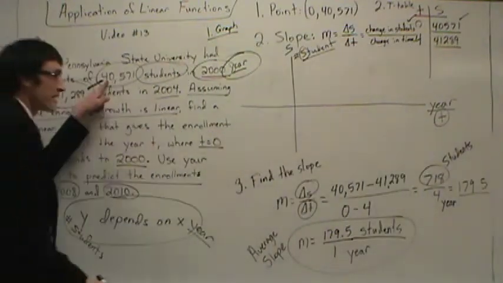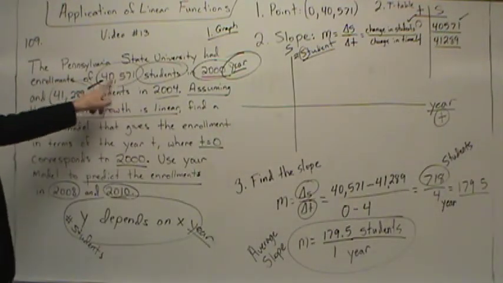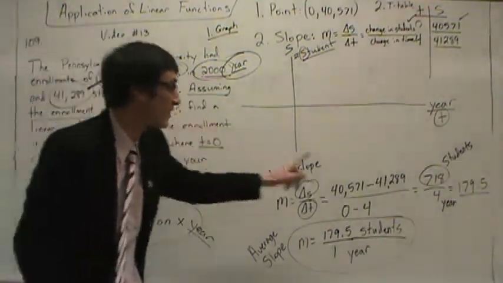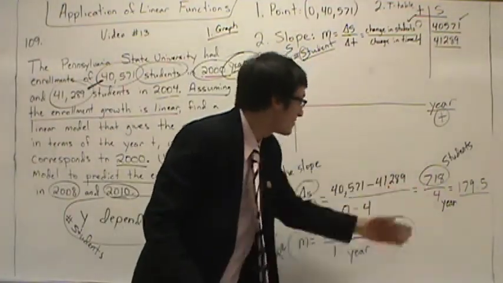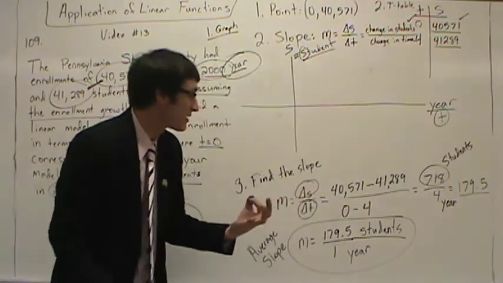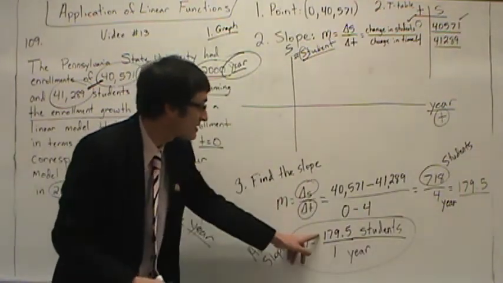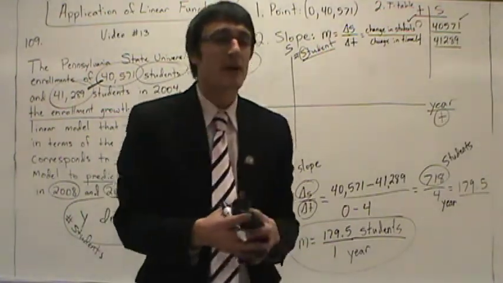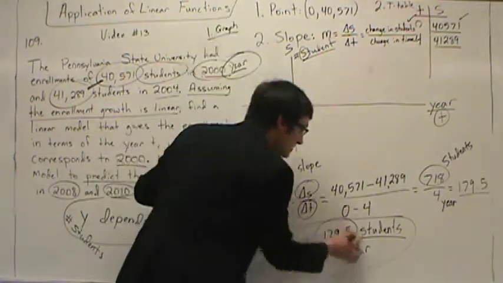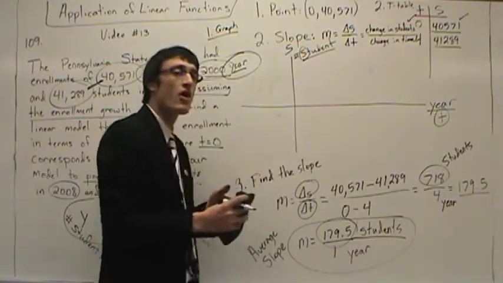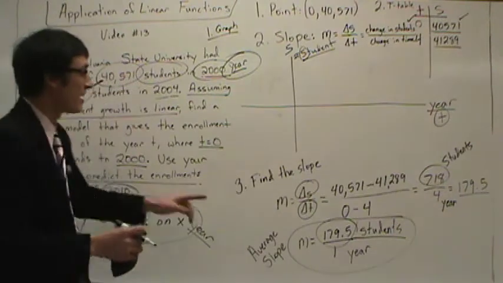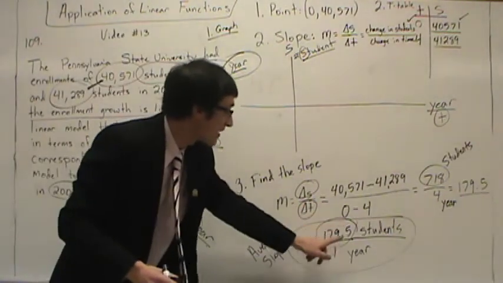So it went up by 718. The enrollments went up by 718 students in how many years? From 2000 to 2004, in 4 years. What this means is the average number of students per year increased by 179.5 students every 1 year on average. But my question is, does it always increase this much every year? Can you always expect the enrollments to go up? Or did the enrollments necessarily go up exactly 179.5 students every 1 year?